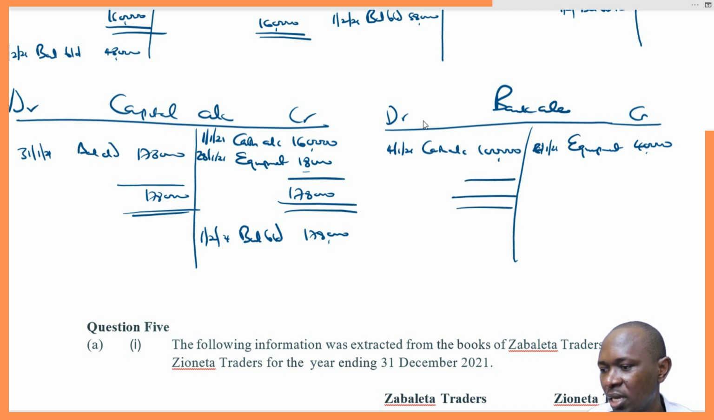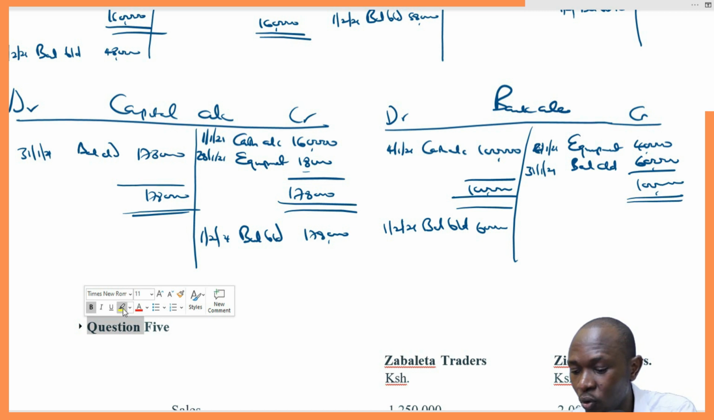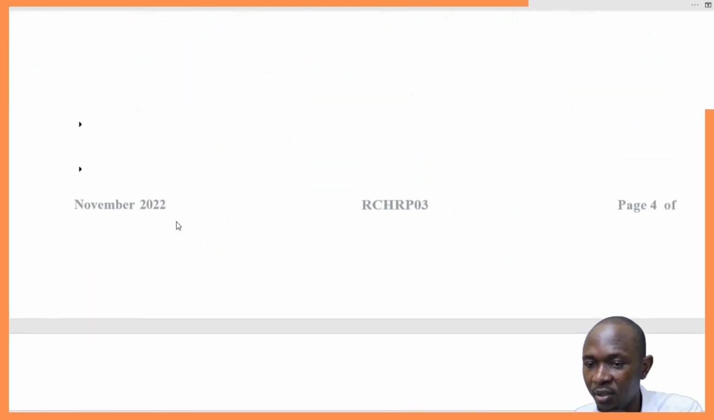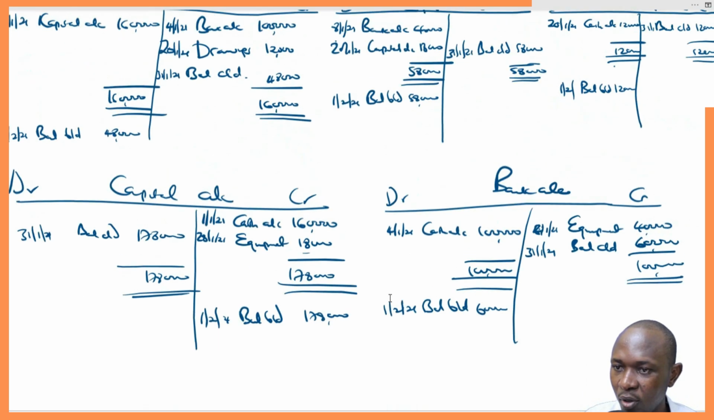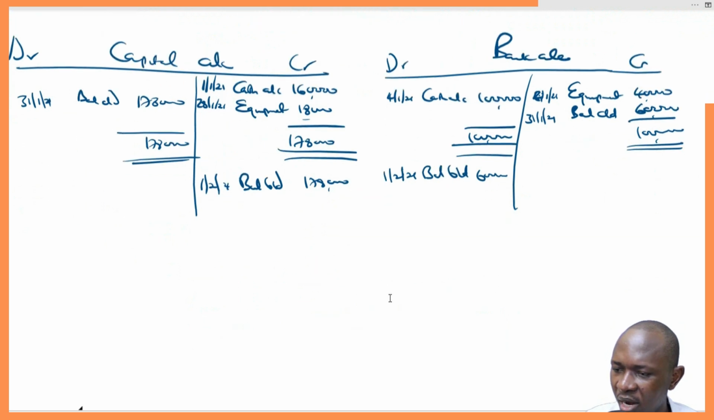Then here also we close 100,000. Notice the two lines, 100,000. That is the balancing figure. The difference is 60,000. So this becomes our balance carried down 31, 1, 21. Then 1, 2, 21 balance brought down 60,000. So we are done. But we can also, just as by the way, draw what we call, let's extract a trial balance. And whose books are these? These are Urembo Spa.